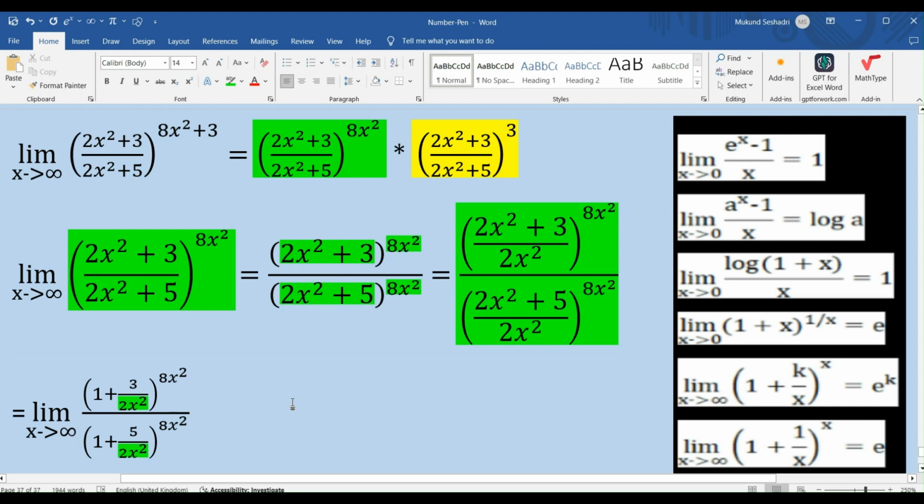So I have (1 + 3/2x²)^(8x²) in the numerator, and I have (1 + 5/2x²)^(8x²) in the denominator, right? Now if I try and connect this with the last formula on our screen, (1 + 1/x)^x equals e as x tends to infinity, and I want to rewrite this expression in that format, let's see how we go about it. So let me rewrite this.